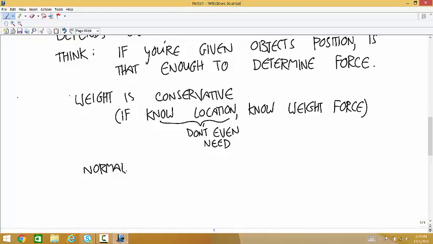How about the friction force? Is it enough to know the location to know the friction force? No, because right now it's in this location and there's no friction force. If it's sliding this way, when it gets to that location, if I'm pushing it towards that wall, there's a friction force pushing that way. If I get to that location pushing it this way, there's a friction force that way. So the location of the object isn't enough to specify the friction force. So normal and friction forces are not conservative.